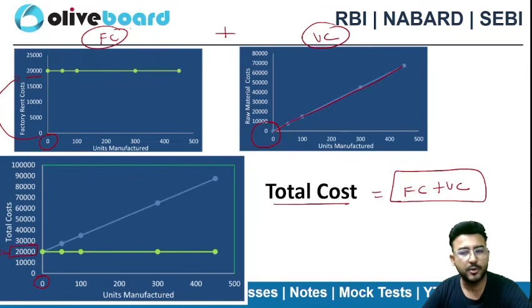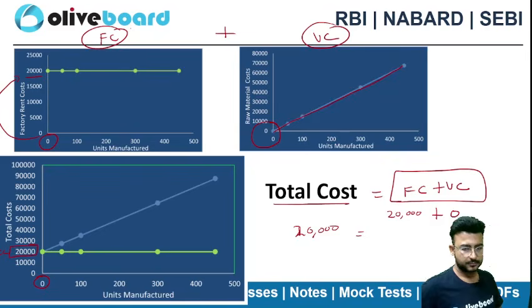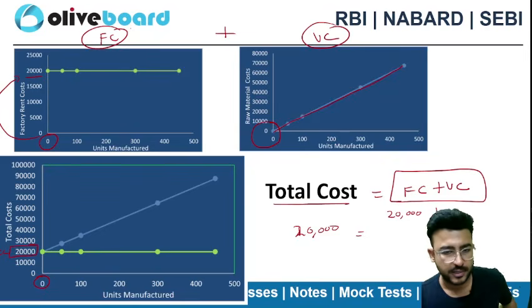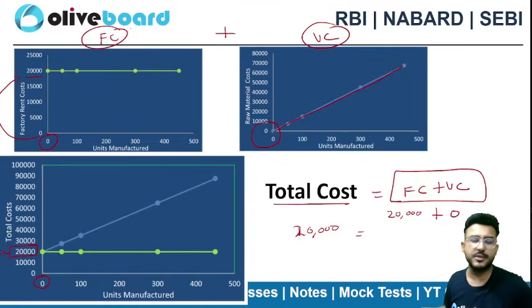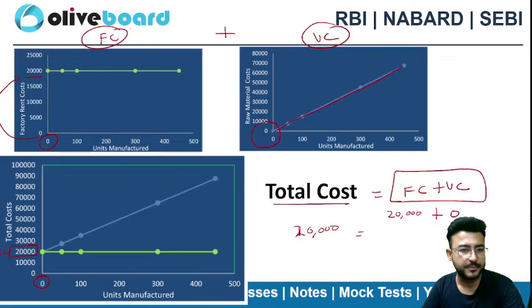But total cost is equal to fixed cost plus variable cost. If you don't manufacture anything, your variable cost can be 0, but your fixed cost will be at least 20,000 rupees. So your total cost will become 20,000 rupees, even if you are not producing anything, right? The more you produce, the more will be your variable cost. So your total cost will also go up, right?